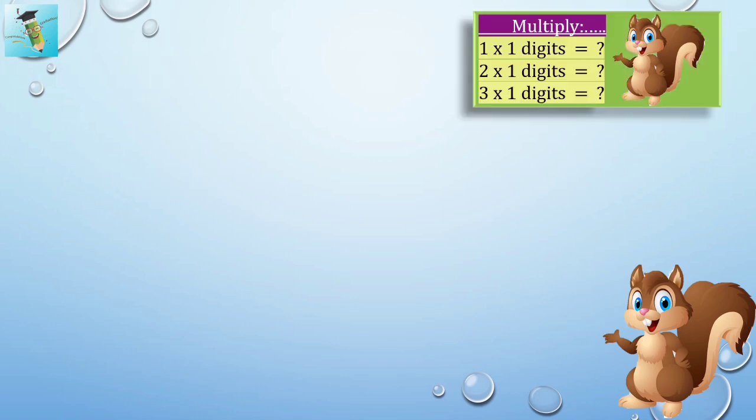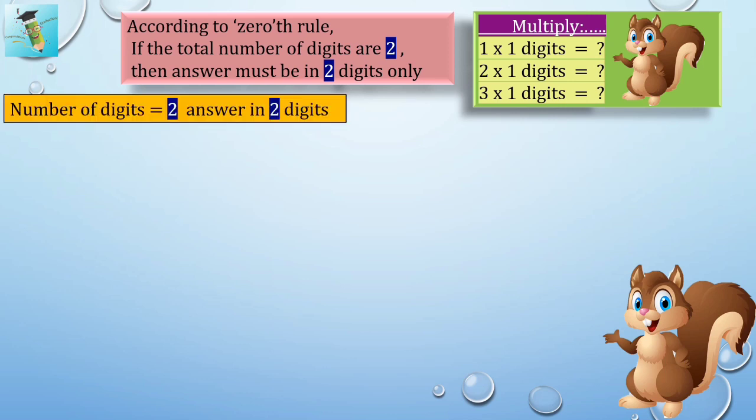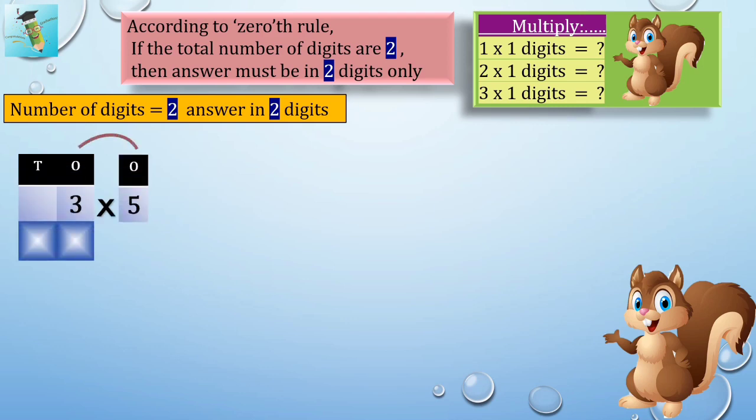So multiply 1 digit by 1 digit, 2 digits by 1 digit and 3 digits by 1 digit. According to the zeroth rule, if the total number of digits is 2, then the answer must be in 2 digits only. Shall we check? See here, 3 into 5. Now we are going to multiply, isn't it? Here how many digits are there? Yes, 2 digits. So the answer must be in 2 digits only. So 5 threes are what, ma'am? 15. So the ones answer must be in the ones column and the tens answer in the tens column.